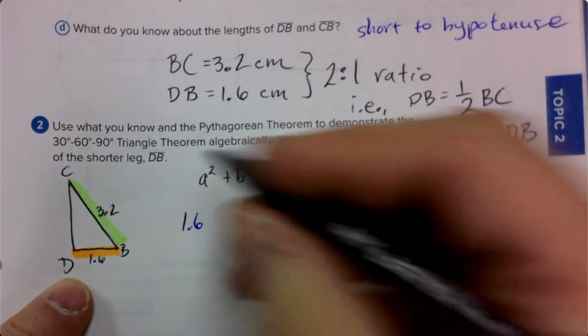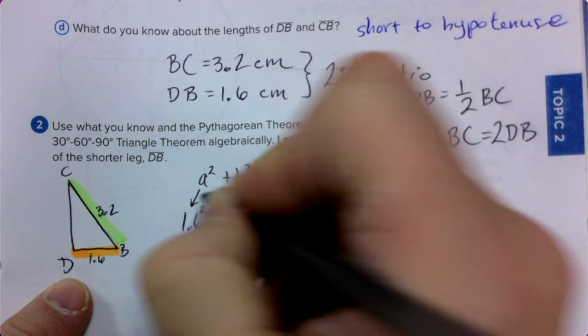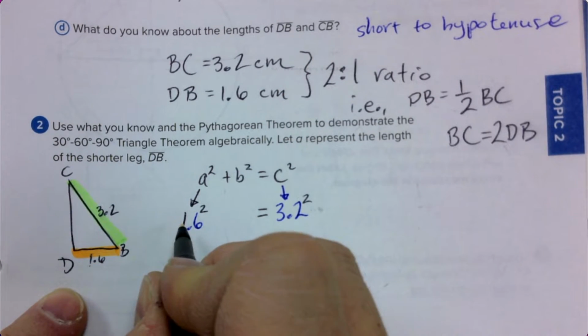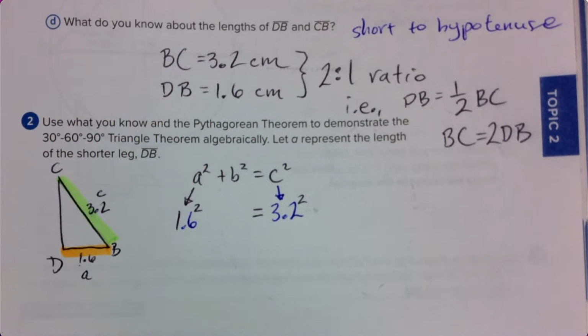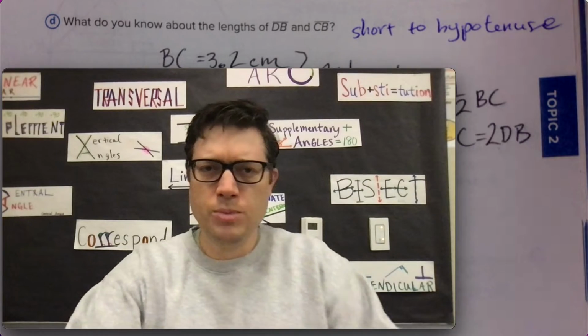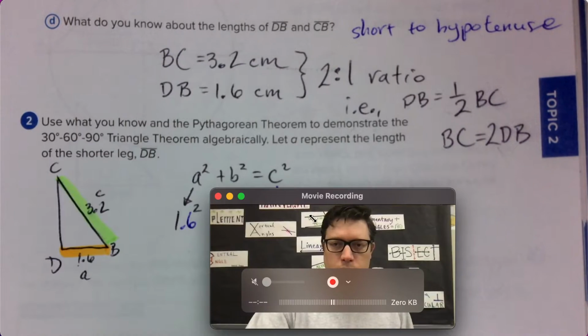And then I'm going to square it because we're substituting this 1.6 for a, just like we did 3.2 for c. See, I kind of want to make sure that I'm visible. Sorry.